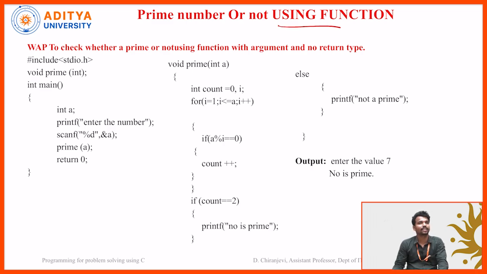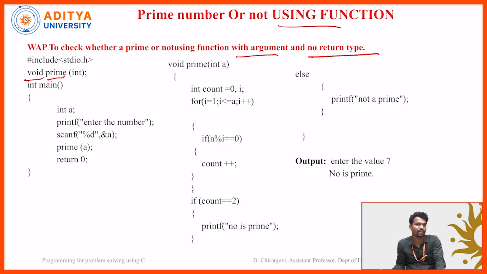Now let's understand this. This is also done with argument and no return type only. I have taken no return type, void data type, then prime is the function name, and you are checking whether a number is prime or not.